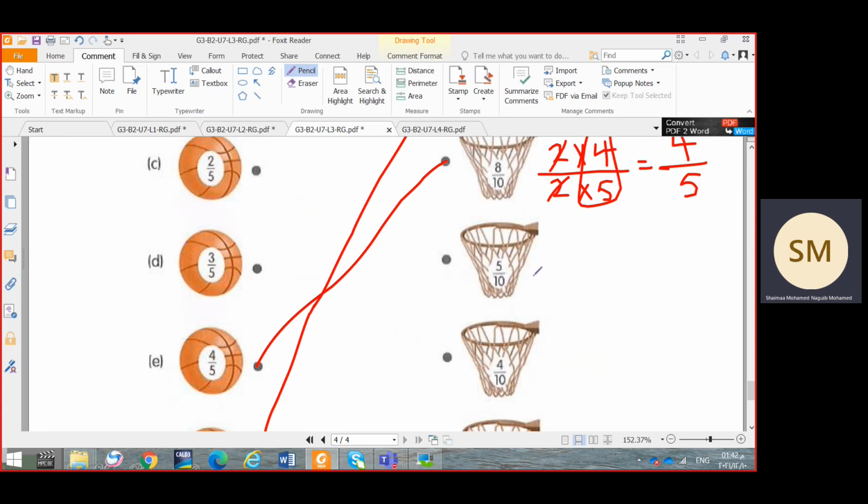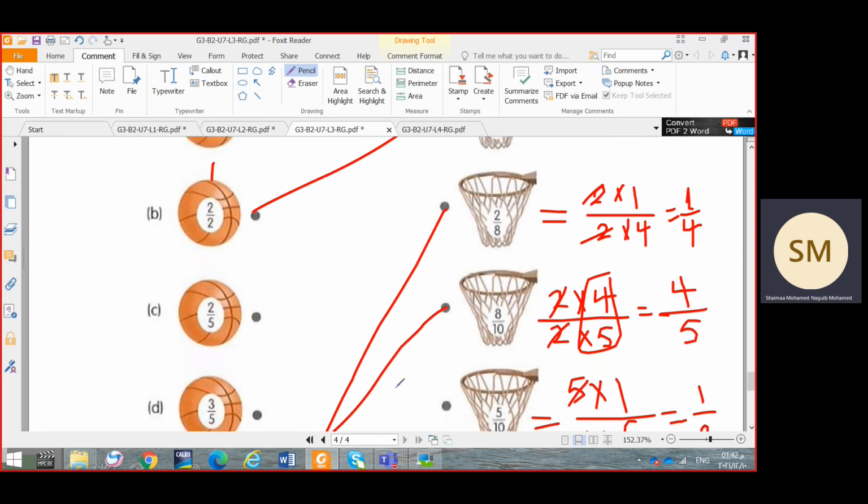I will move to another part. 5 over 10. I will say to myself, 5 means what? 5 multiplied by 1. Okay, and 10 is 2 multiplied by 5. I will notice that 5 is repeated here and here, so I will erase them with each other. Be careful, we don't erase just any two equal numbers: it must be 5 at the top with 5 at the bottom. So the remainder is 1 over 2. So I will search for 1 over 2. It's the first one at this ball.